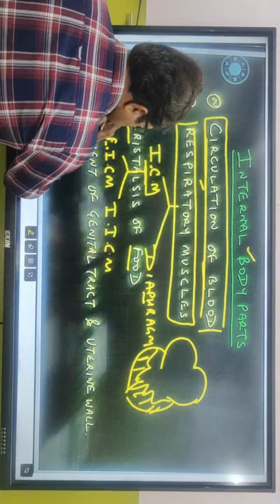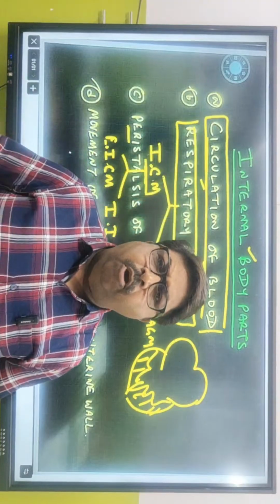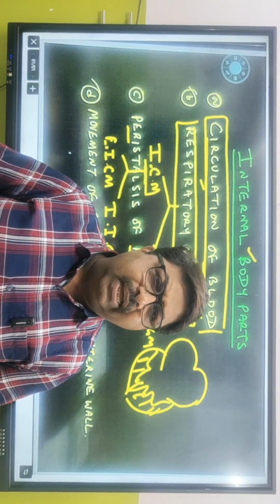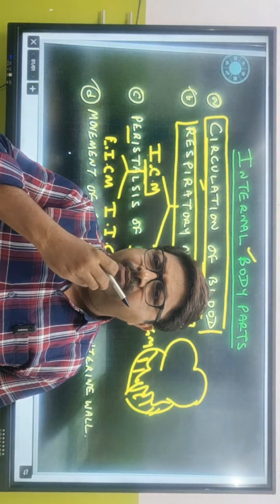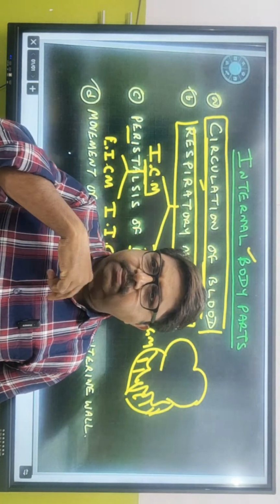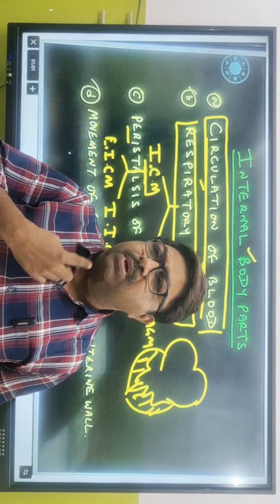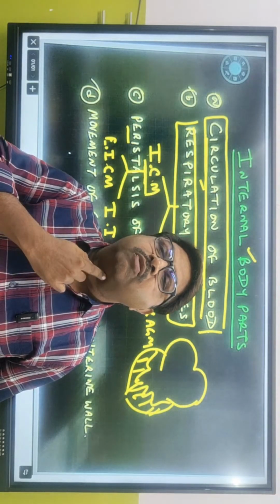So, peristalsis of food. What is the meaning of this? Peristalsis मतलब क्या है आप जानते हो? Voluntary or involuntary muscles are required for that. जब खाना खाते हो आप, when you take the food in, food automatically जाता है या आप उसको push करते हो? Automatically जाता है, and that is by the help of what? The smooth muscles present over here inside your esophagus.